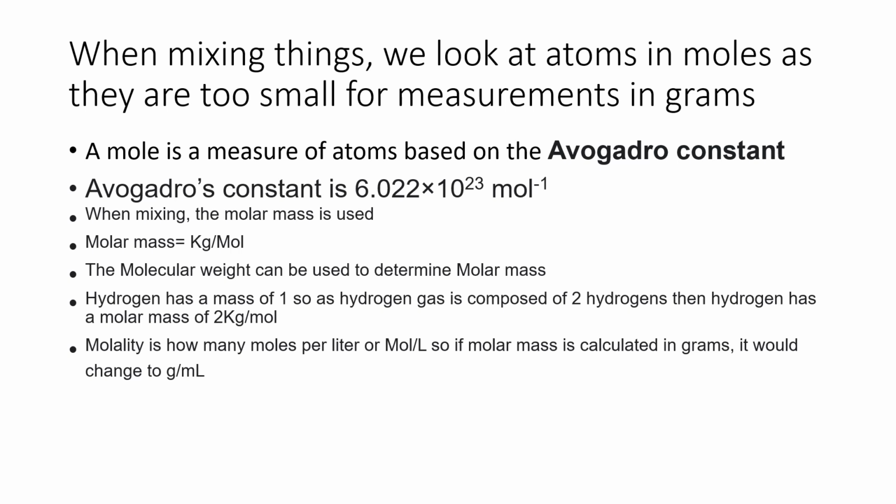Now, before we actually talk about the carbon chemistry, there are things that are important to know. When we are mixing things together, a lot of times we want to know how many atoms are in a mixture. And so we actually look at the moles. Now, a mole is a measure of atoms based on Avogadro's constant number. Pretty much a mole is equal to 6.022 times 10 to the 23rd atoms. It's a huge number.